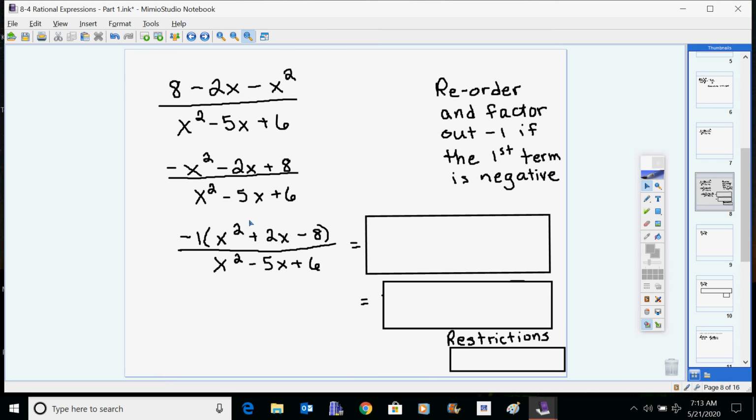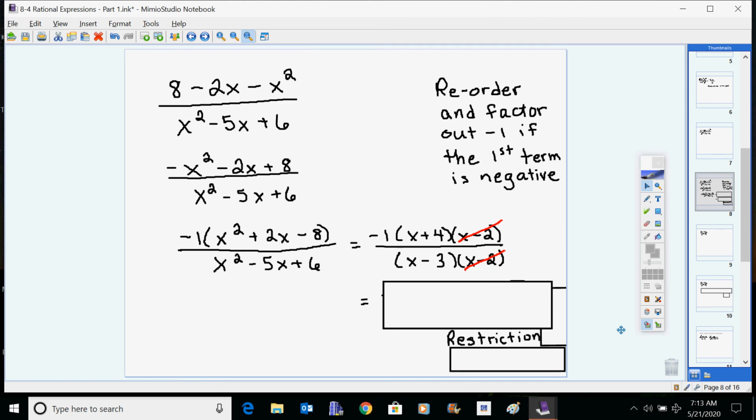And that just makes this factorable by your rules. So you're looking for factors of negative 8 that when you add them together you get 2. So those factors would be, think about it for a second, 4 and negative 2. And over here you're looking for factors of 6 that when you add them together you get negative 5. That will be negative 2 and negative 3.